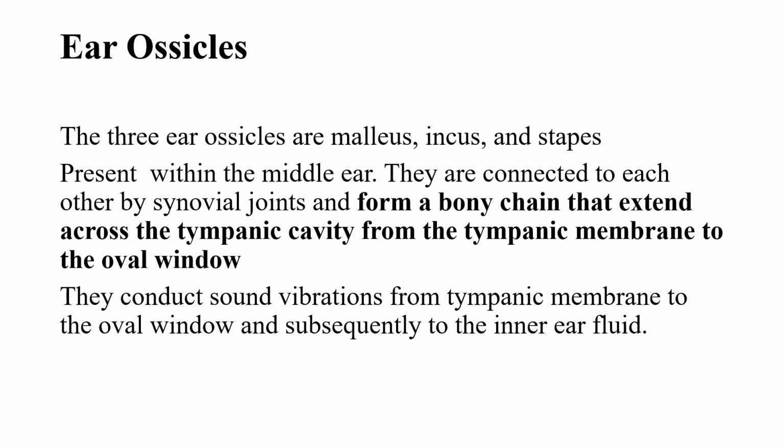Now let's see the ear ossicles. We have already seen in detail on the diagram, but here just mentioning that there are three ear ossicles: malleus, incus, and stapes. And because of the synovial joints that we already saw, they form a bony chain which extends from the tympanic membrane to the oval window. Through this pathway, there is conduction of these sound vibrations towards the internal ear fluid.